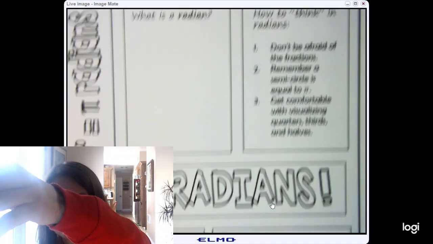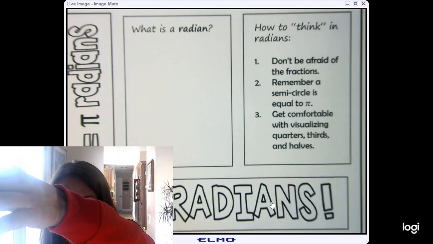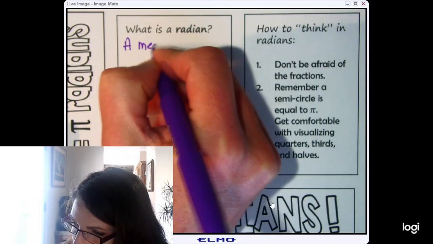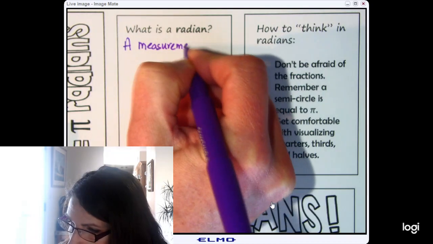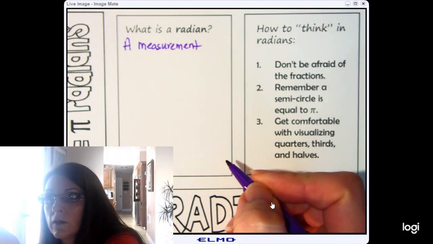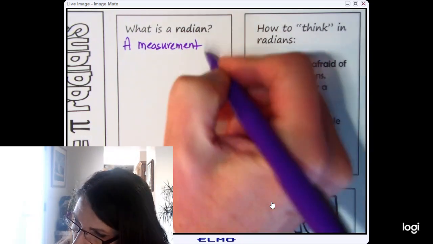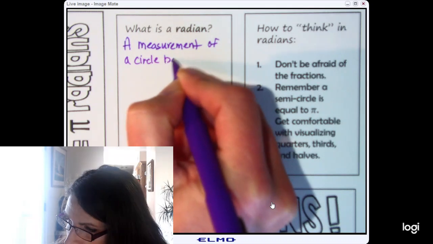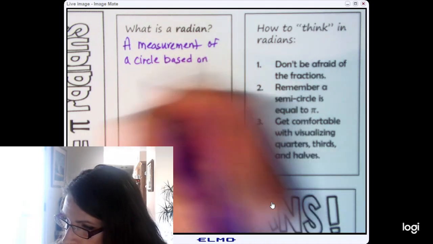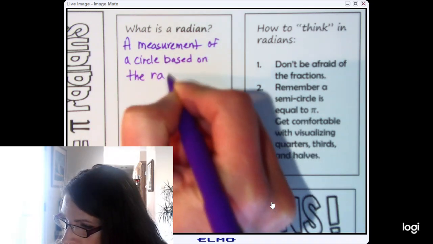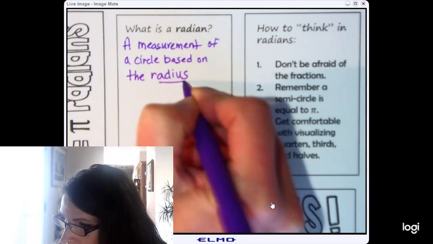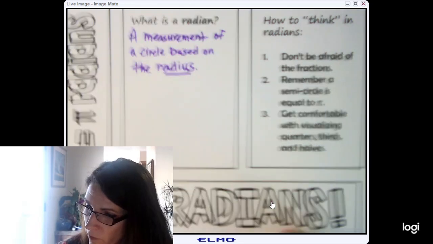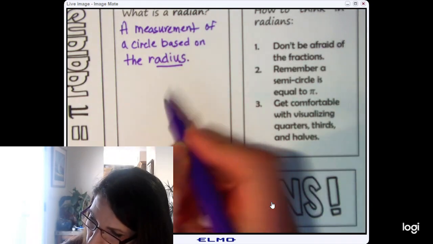What is a radian? It is a measurement of a circle based on the radius. Radians to radius is not a big jump, is it? Verbally. So let me show you a little bit of why.